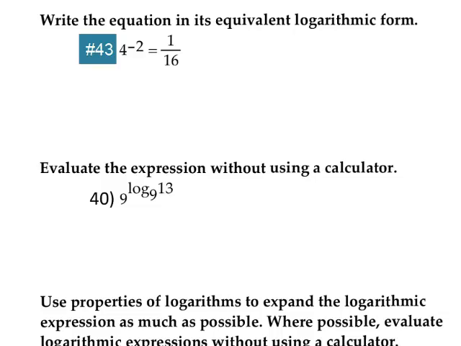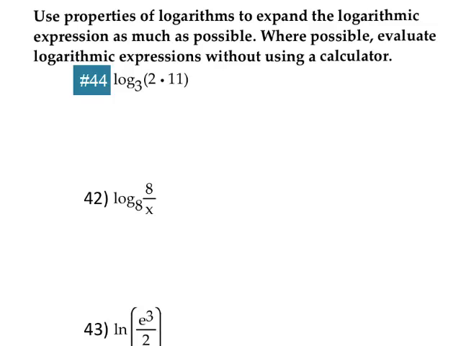Alright, number 39 says write the equation in its equivalent logarithmic form. So what we're going to do is start with the base number, which is 4. Write log with a base of 4. Then we go in a circle. So 1 over 16 should come next, and then it equals the exponent, which is negative 2. That's our answer.